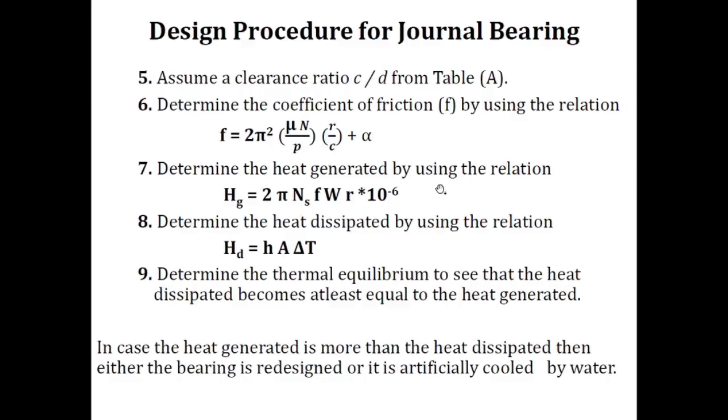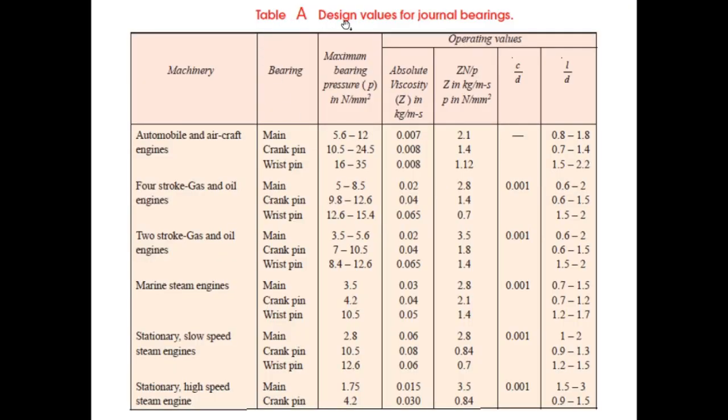So here, if you can see, table A is given, and this table gives you the design values for the general bearings. Different machineries are given, the type of bearings where they are used, and the maximum bearing pressure also you can select from these values. You can select the value of absolute viscosity also from the table.